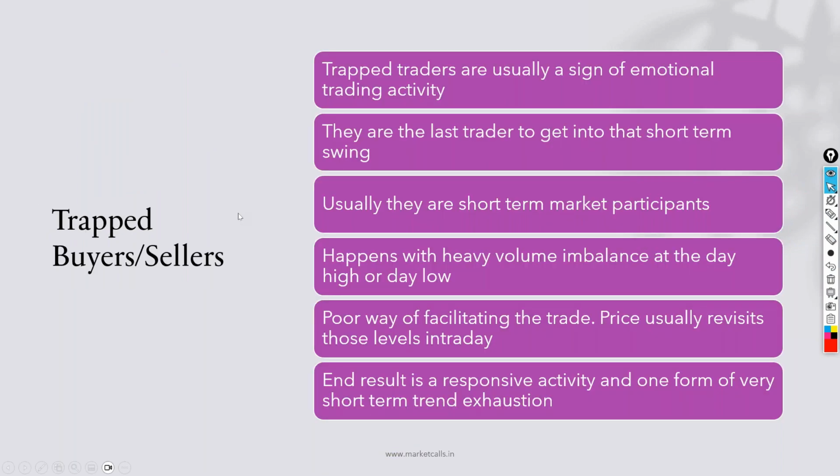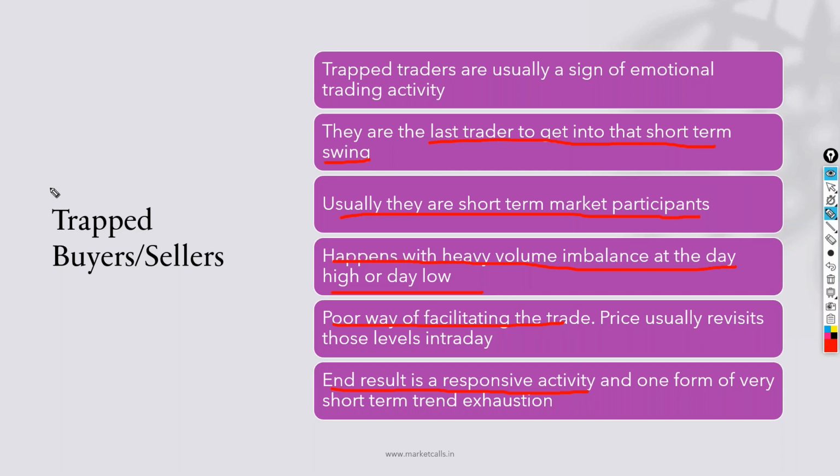So what are the characteristics of a trapped trader? They are the last traders to get into the short-term swing. Usually they are short-term market participants, though they could be big traders also, but sometimes even these big traders get into a trap, right? It happens with a heavy volume imbalance at the day high or day low, and it's a poor way of facilitating a trade. The end result is a responsive activity.